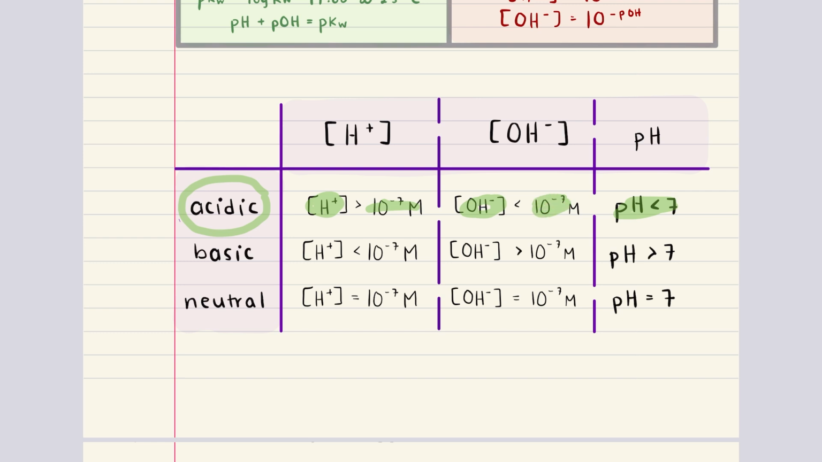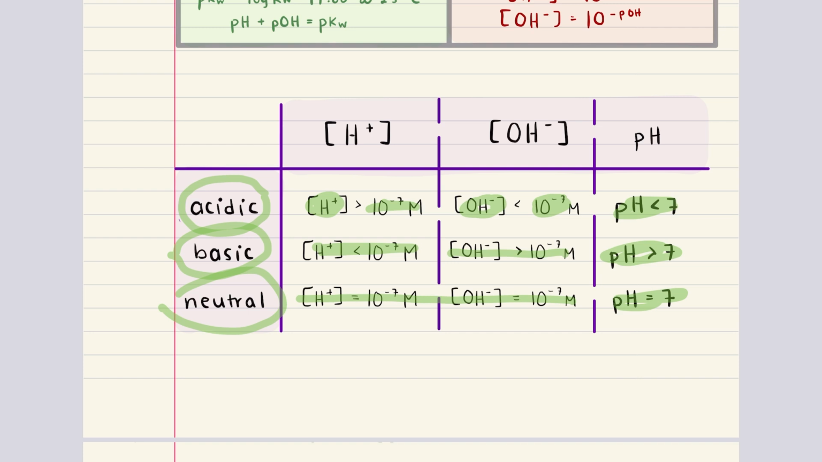If the solution is basic, the pH is going to be greater than 7, and the hydrogen ion concentration is going to be less than 10 to the minus 7 molar, and the hydroxide ion concentration is going to be greater than 10 to the minus 7 molar. If the solution is neutral, pH is equal to 7, and the concentration of both hydrogen and hydroxide ions is equal to 10 to the minus 7 molar.